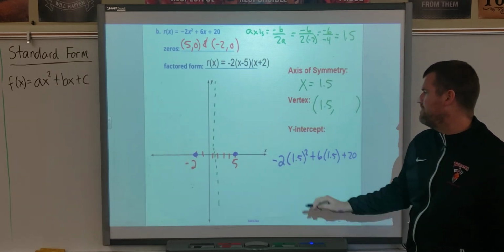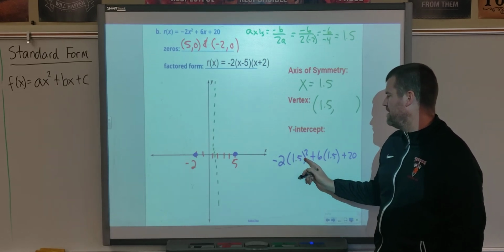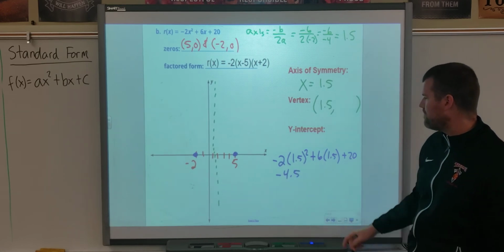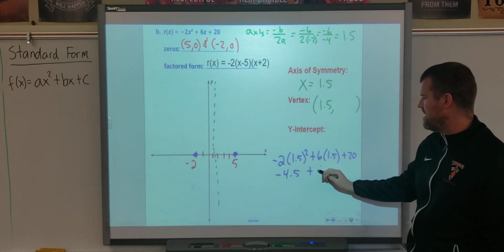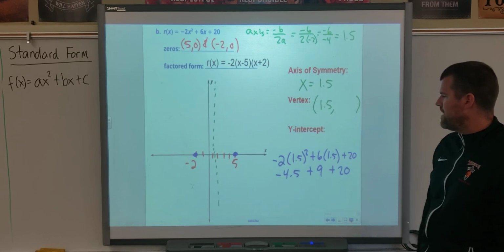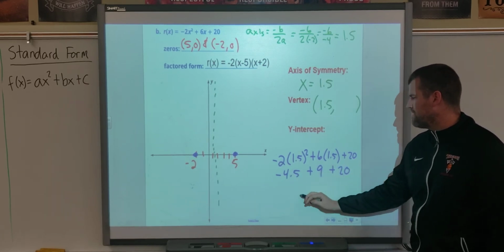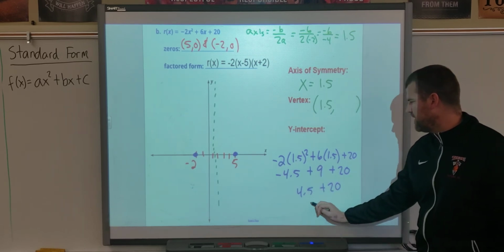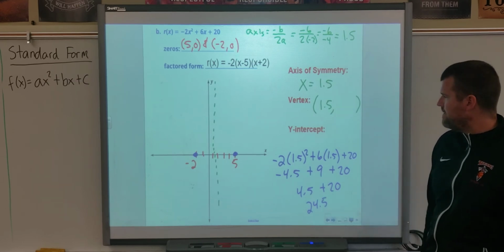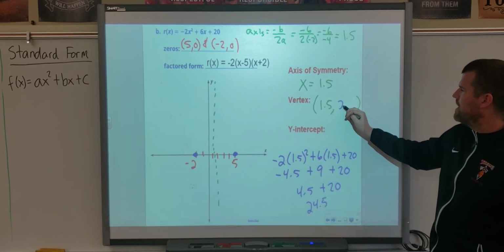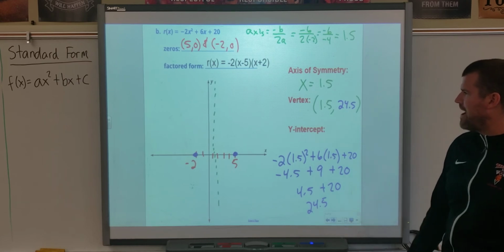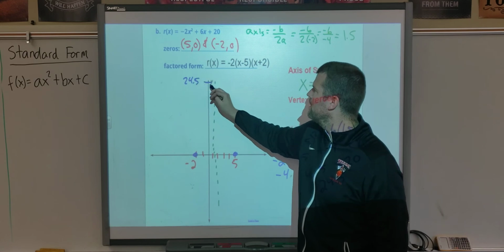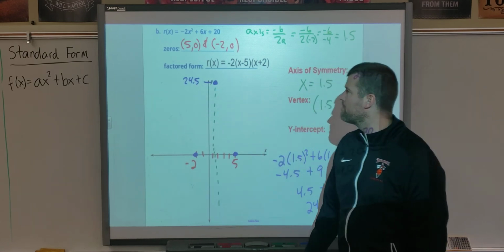1.5 times 1.5 is 2.25, and then times negative 2 is negative 4.5. 6 times 1.5 is 9. And then we add that 20. Negative 4.5 plus 9 is positive 4.5. And then add that with 20, I get 24.5. So I know my vertex has a y-coordinate of 24.5. So I'm going to go up to 24.5. That is where my vertex is going to go.